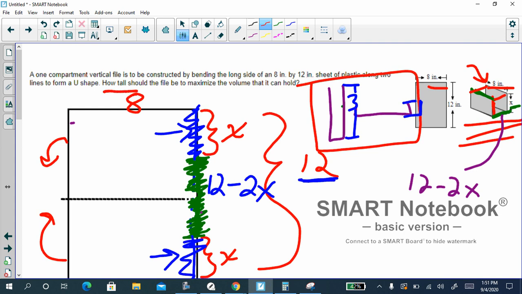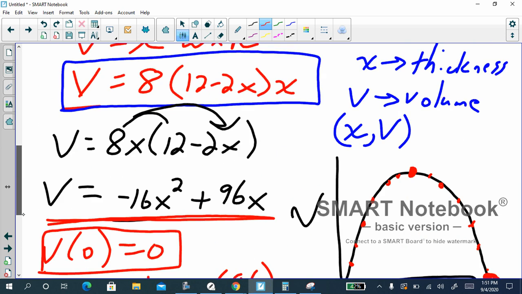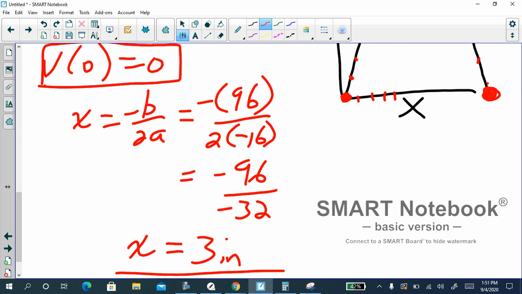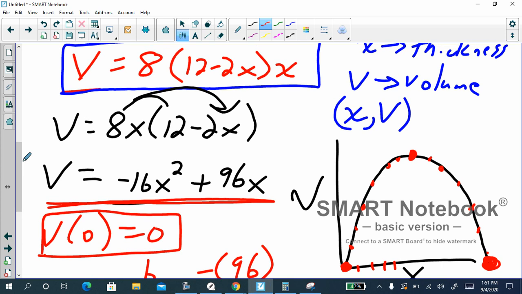So how tall should it be to get the largest volume? X stands for the height, so it should be 3 inches tall. If we wanted to know what the actual maximum volume is, 3 is just the height of the file, the X value. We could plug that 3 into our function, and that would tell us what the actual volume is. That is the maximum volume.